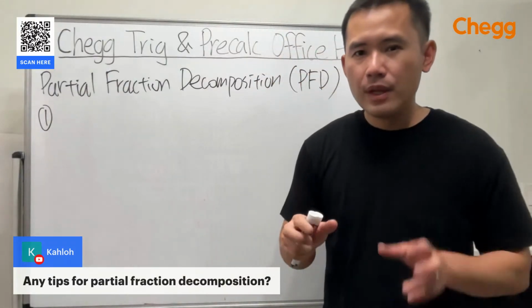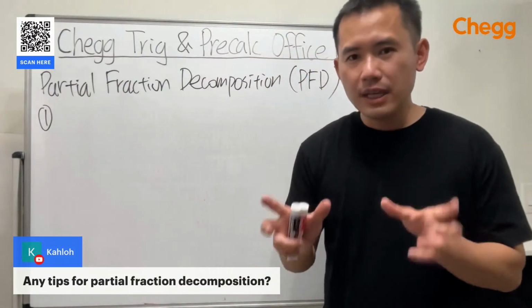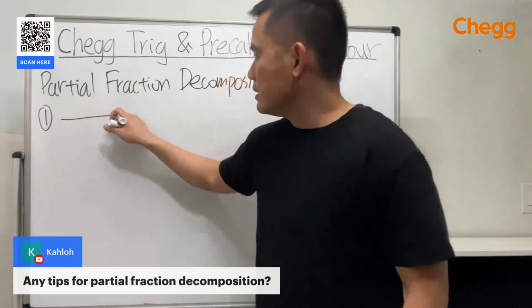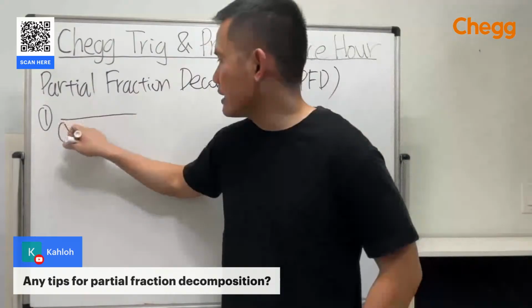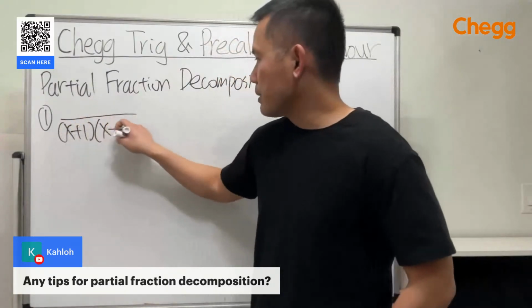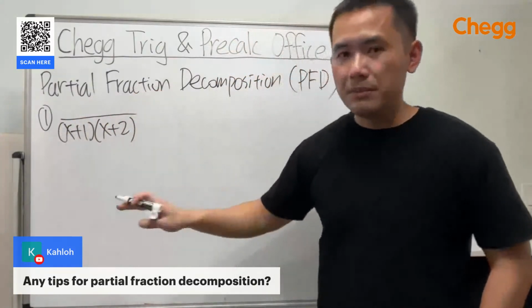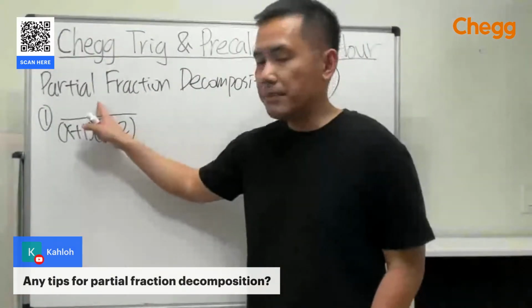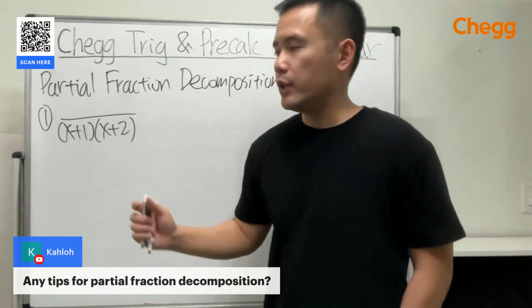Case 1. When you have linear factors on the bottom. So let's see. If you have something on the top, and let's say you have just an x plus 1 times x plus 2. I'm going to keep it simple. Here's one rule though. The degree on the top has to be lower than the degree on the bottom.